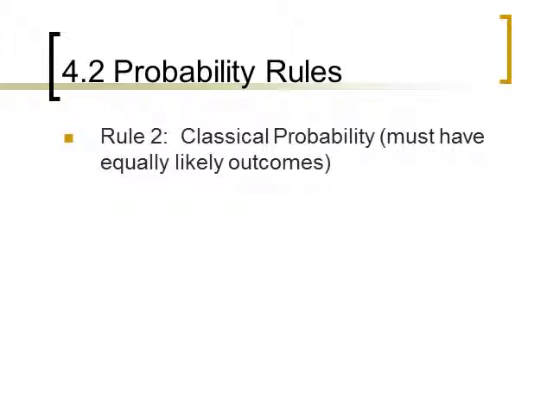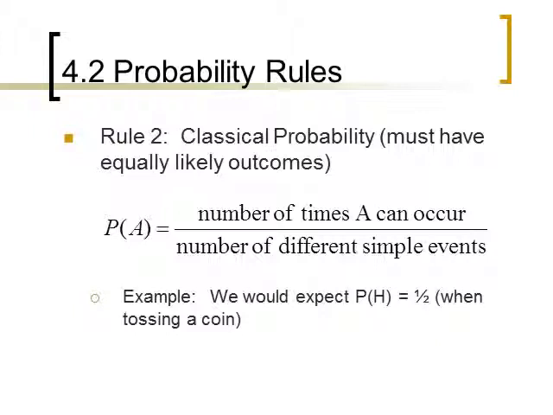However, what we're faced with, since we can't usually do a trial, is classical probability. And so with classical probability, all of the events must have equally likely outcomes. And so the probability that something would happen is we take the number of times that A can occur and divide it by the number of different simple events. And so an example would be, we would expect that the probability of heads equals 1/2 when tossing a coin.